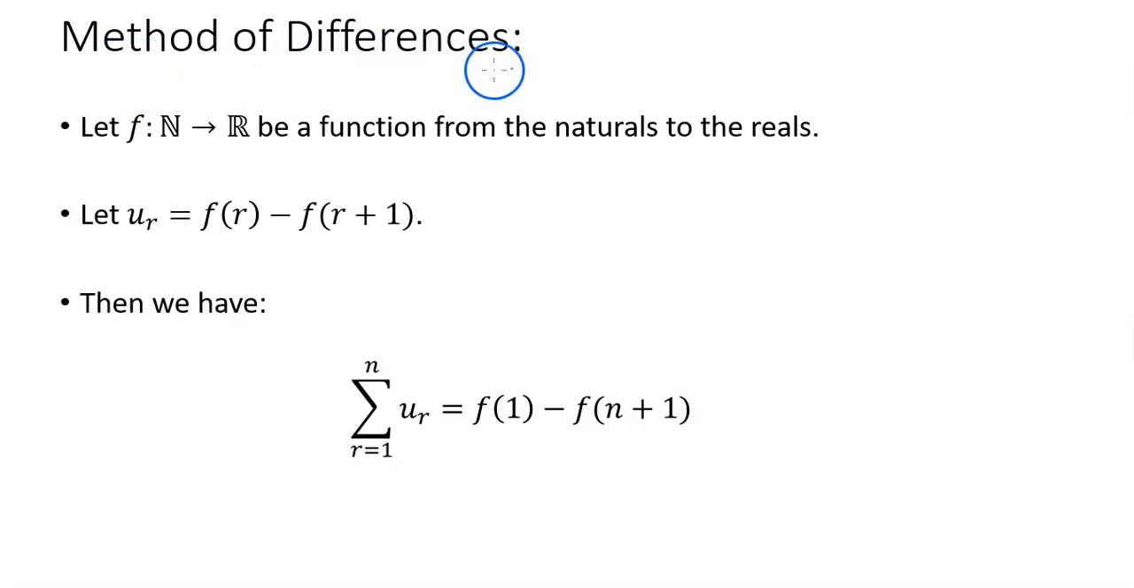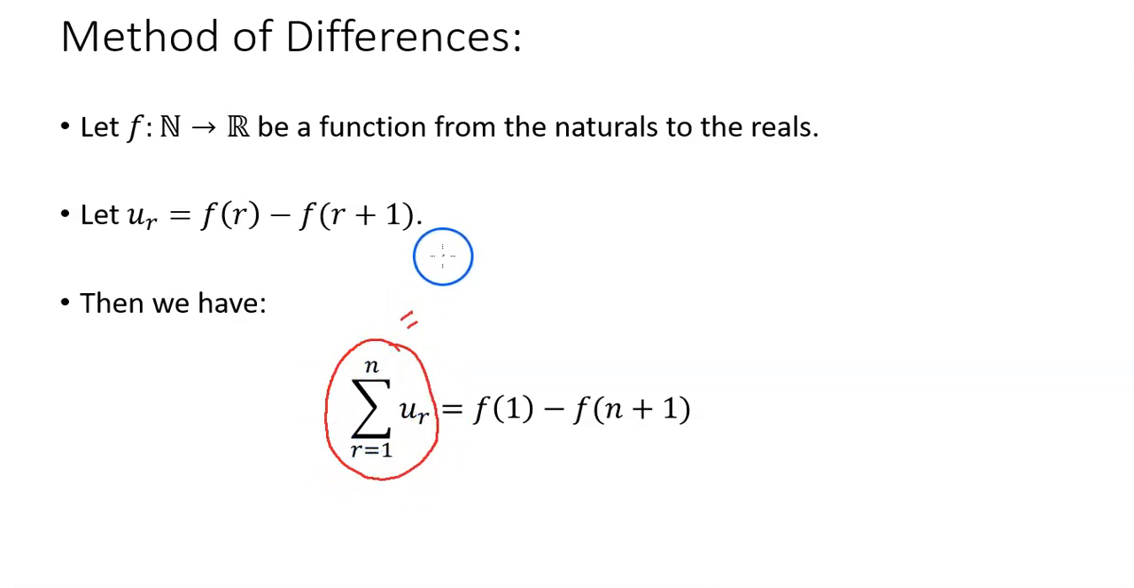The method of differences. Let f from the natural numbers to the real numbers be a function. Let u_r equal f(r) minus f(r plus 1). Then in that case, we have the sum from r equals 1 to n of u_r is just equal to f(1) minus f(n plus 1). And it should be pretty clear why.